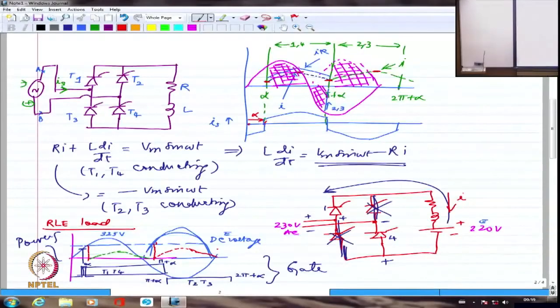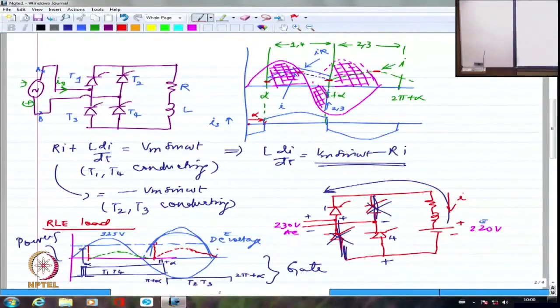Everything remains constant. So I will have one pulse which is corresponding to T1 and T4 conduction. This is the current. This is the other current which is corresponding to T2 and T3 conduction. So this is going to be the current I. This is discontinuous, clearly the discontinuous case. I'm going to leave the continuous case for your exercise. You should be able to draw it. I don't think it should be such a major issue. Please draw it for the continuous case.